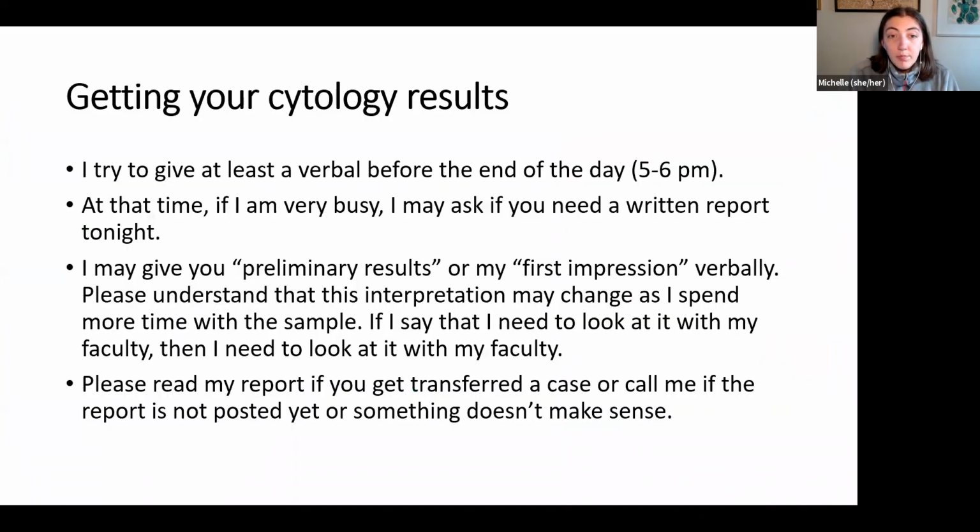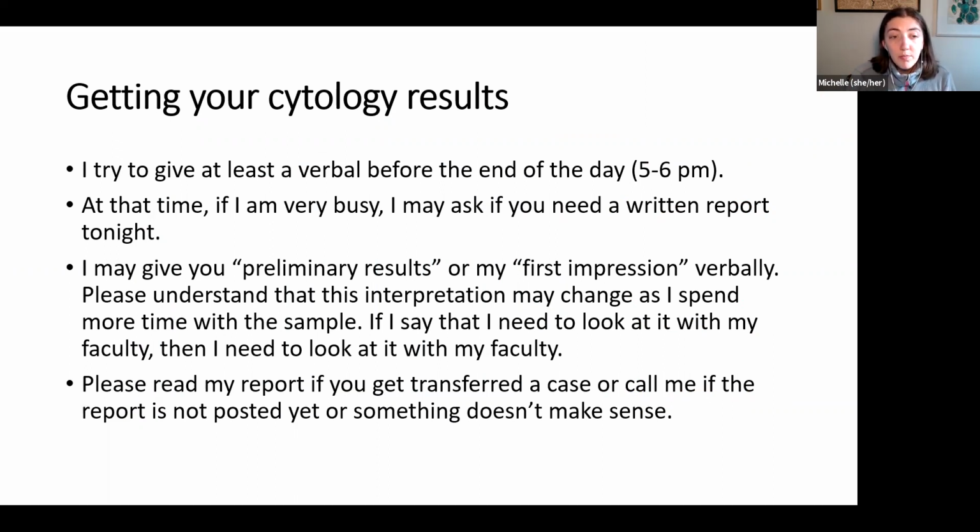And then just in general, this is just for me, I try to give a verbal before the end of the day. Sometimes we get really slammed at the end of the day, and it's all I can do to get verbals out. Usually if 5 o'clock starts rolling around, I'm like, okay, I'm going to give everyone verbals, and then I'll write the report in the evening or early the next morning.